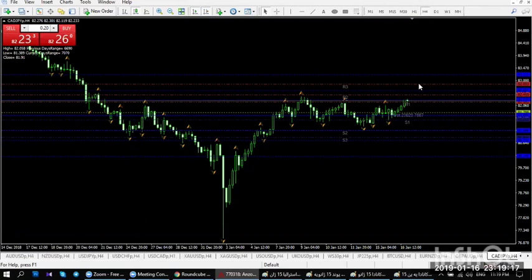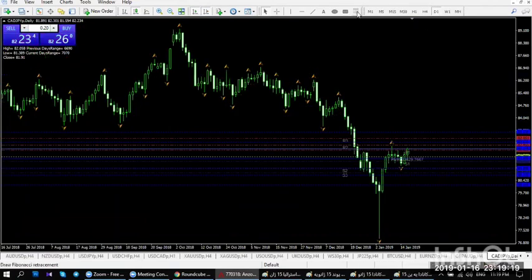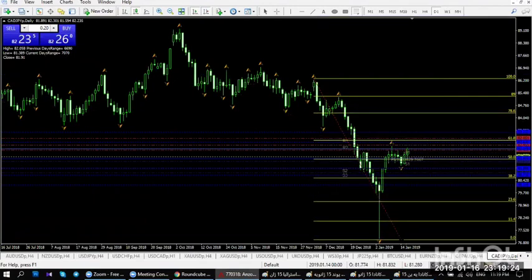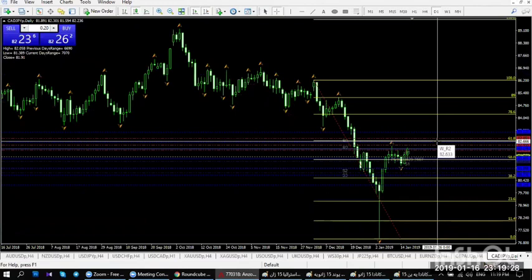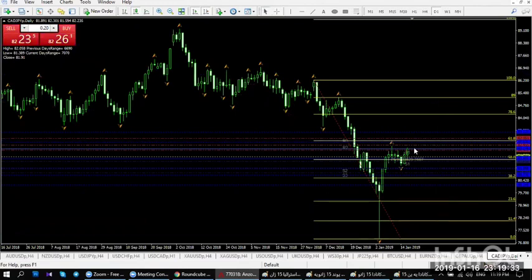And you see, there's nothing in here, so it means that they're going to be touched. And even if you draw Fibonacci here, you see that the 61 level is overlapping the R3.